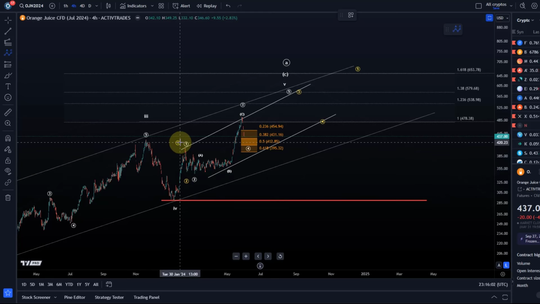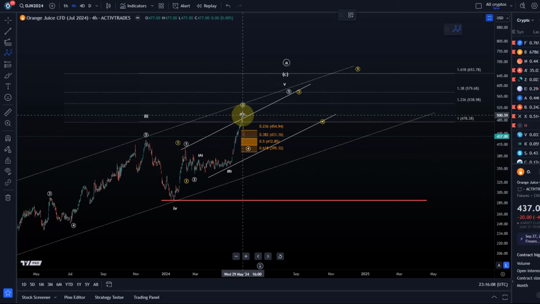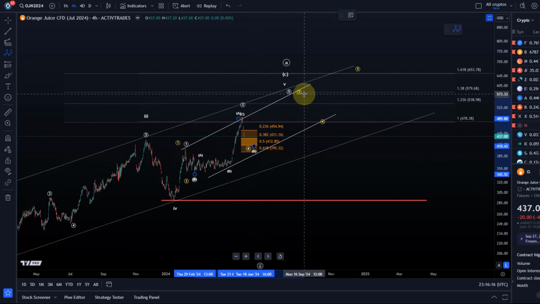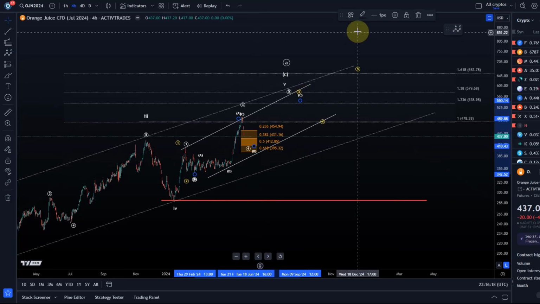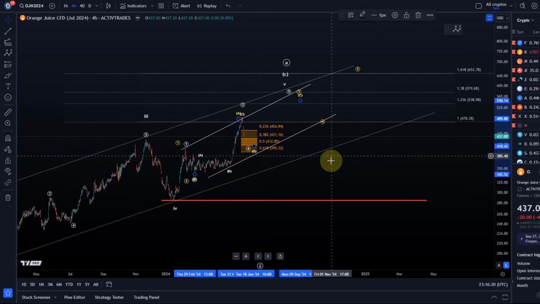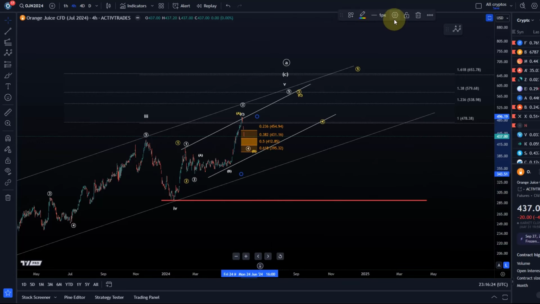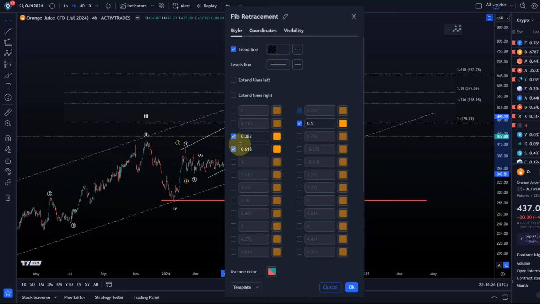Because we can say 1, 2, and then this is just the A wave up. This is a B wave pullback. So A wave up of 3, B wave pullback of 3, and then we get a C wave rally of 3. Now, because this is then a B wave pullback, we have to consider that it might go down a bit deeper. So I'm going to add the 78.6 retracement.